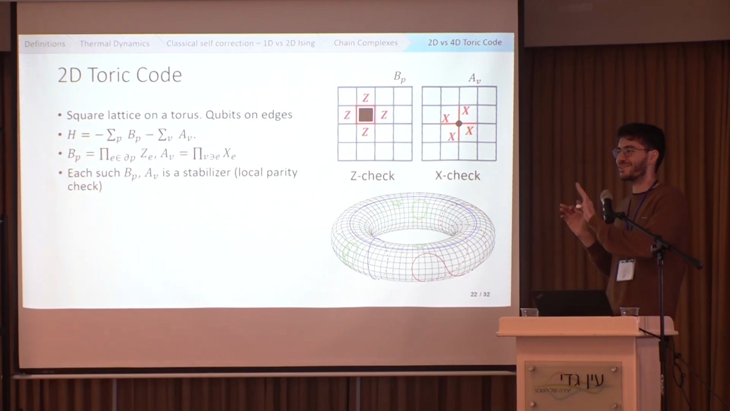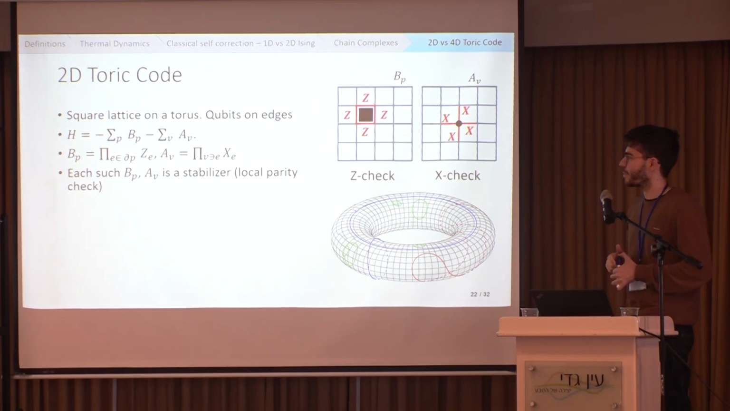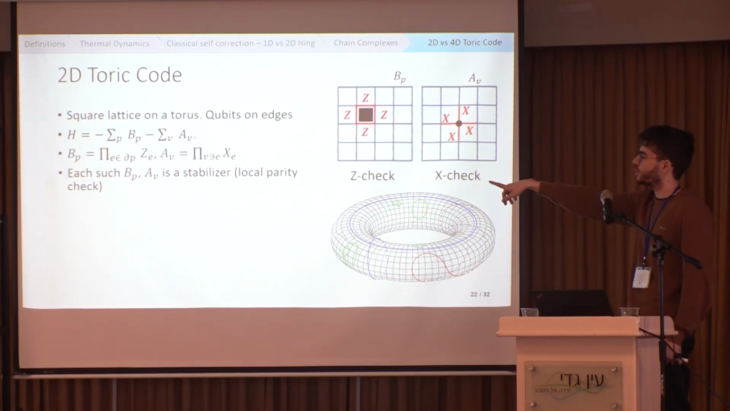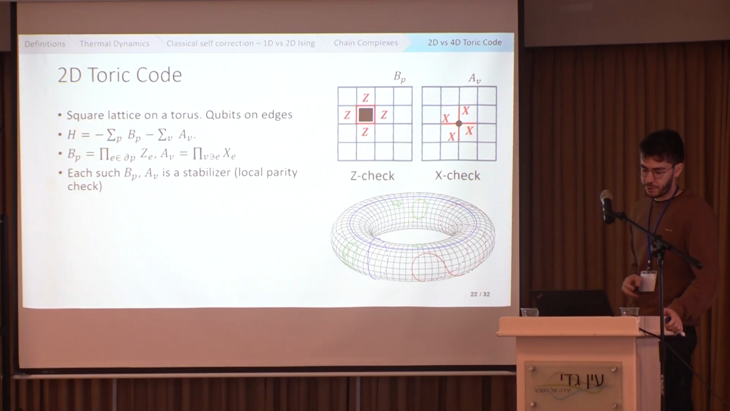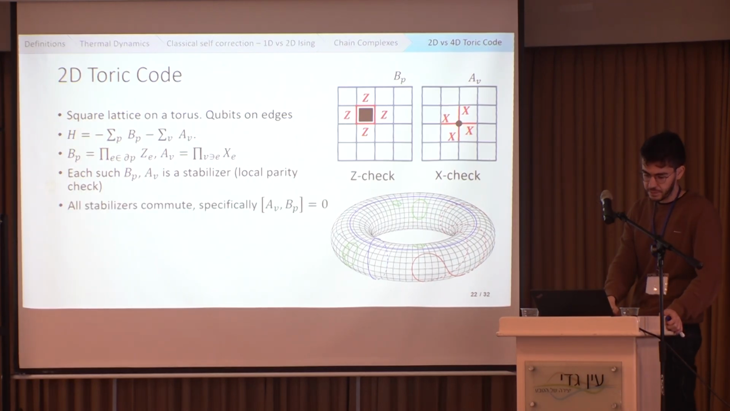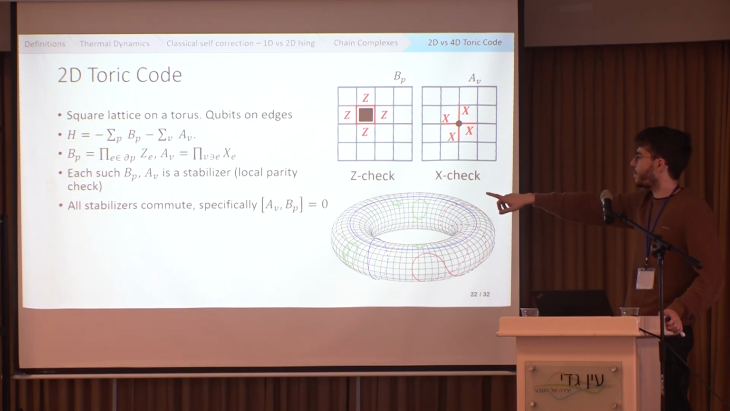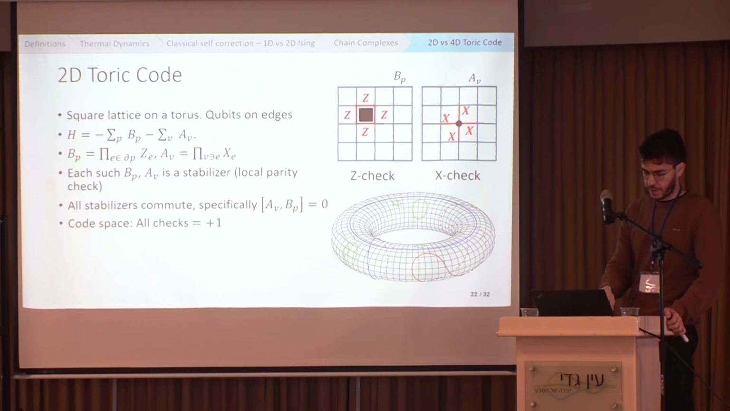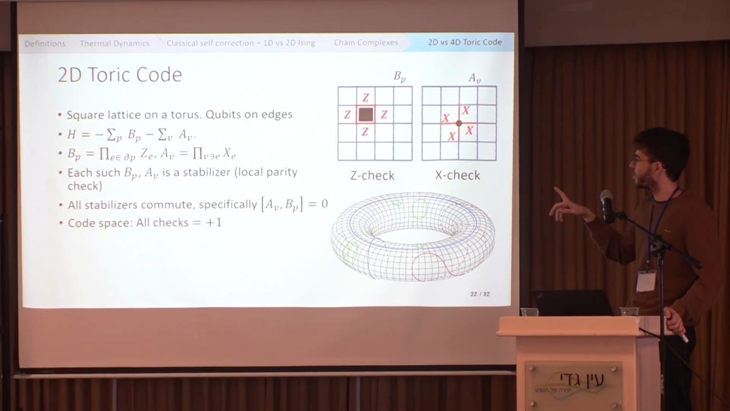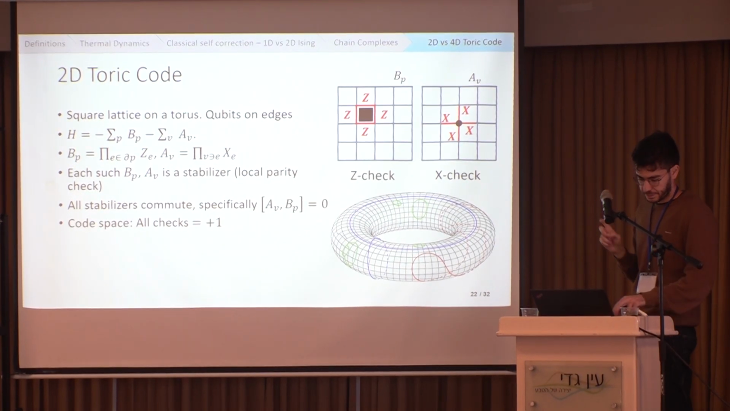I think it's confusing, so okay, forget it. But they sit on the edges, and each such B and A term is a stabilizer. It's a local parity check, and all of these stabilizers commute, also the A and the B terms, and the code space is when all checks are satisfied, which means they all have a value of 1.